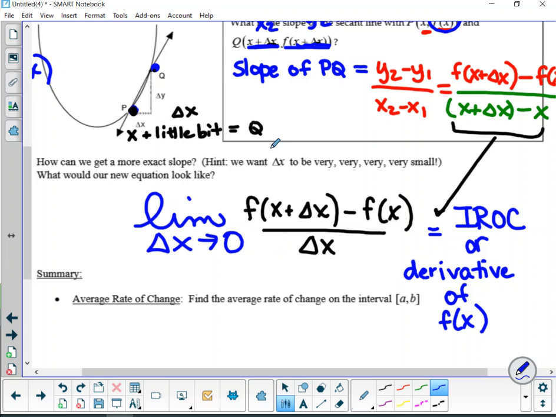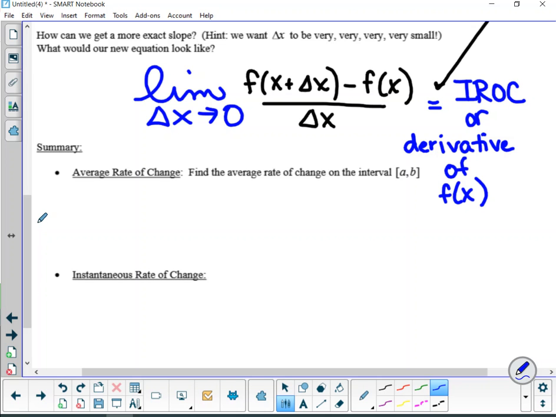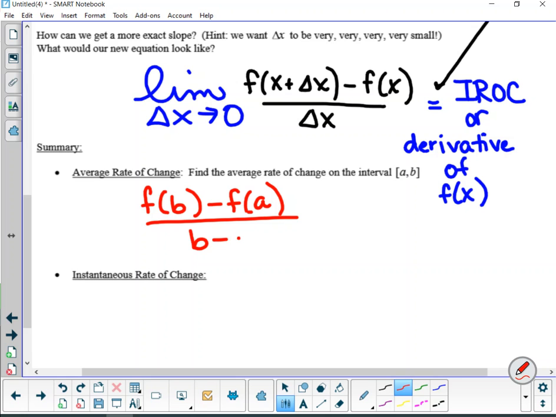Okay, so quick summary here. Average rate of change is f of b minus f of a over b minus a.